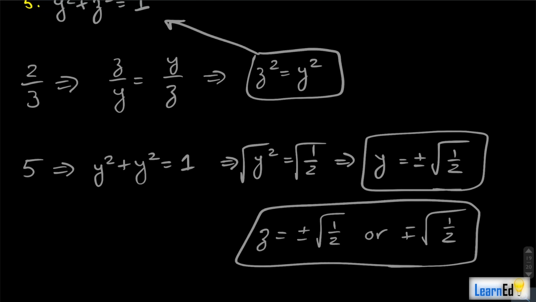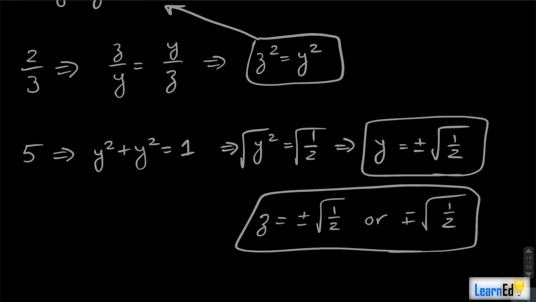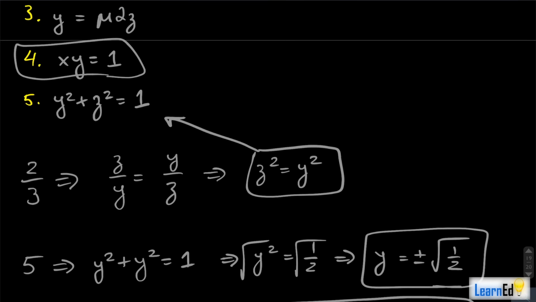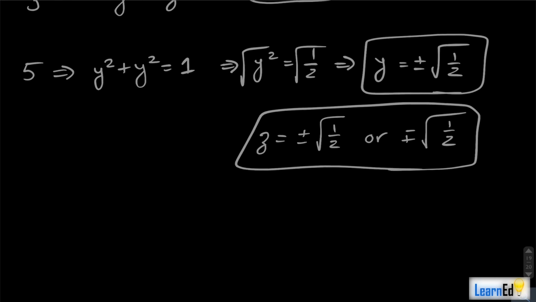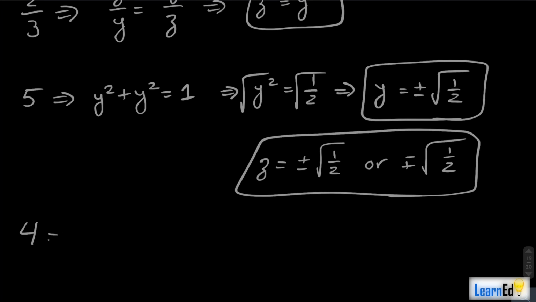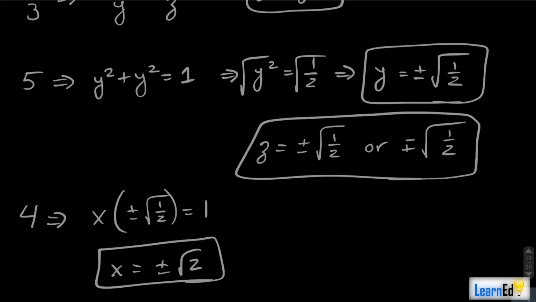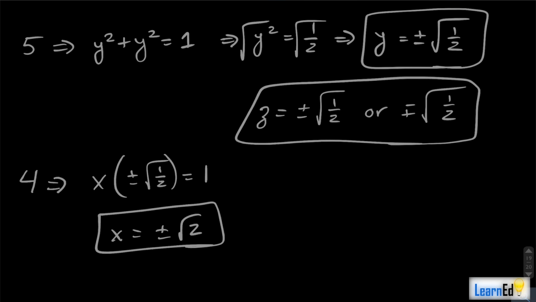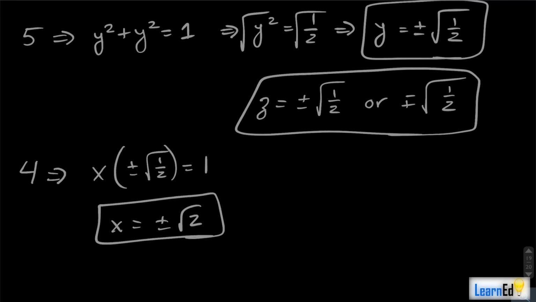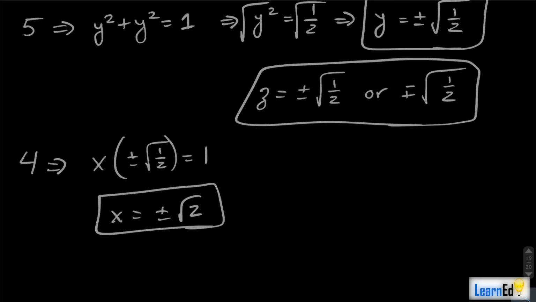So that's y, that's z, and we also need to find x. Well, we have that xy equals 1. Okay, so if xy equals 1, we use equation 4, and we get that x times plus or minus rad 1/2 equals 1. And if you divide by the plus or minus square root of 1/2 on each side, you get that x is equal to plus or minus rad 2. Okay? So now you have your x, y, and z. So you're going to have 4 different extrema to work out with.